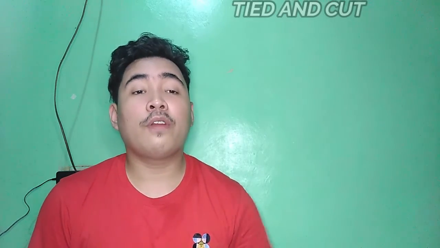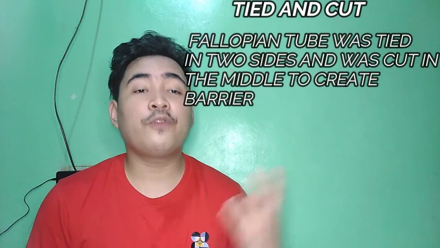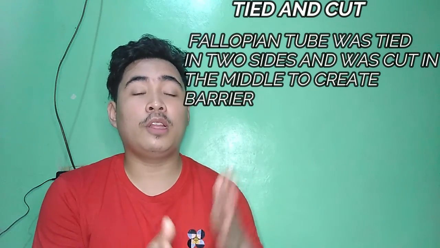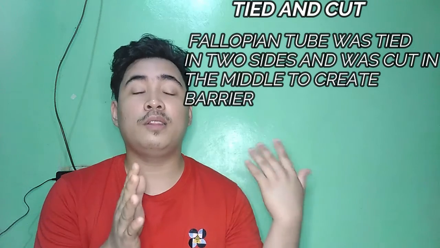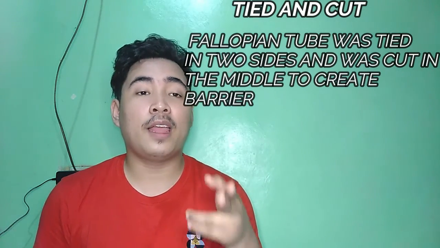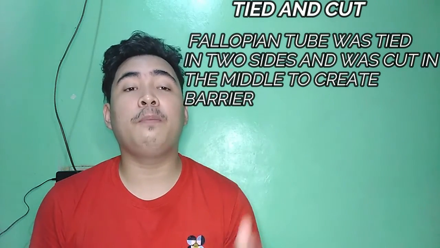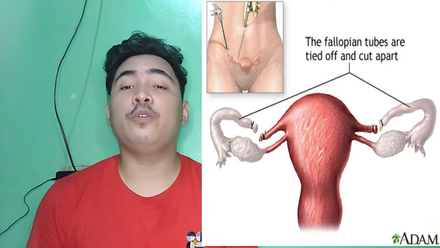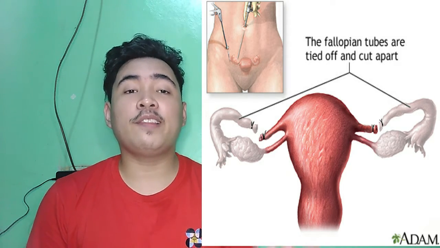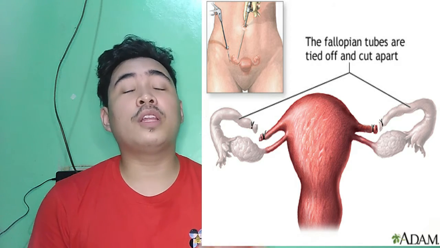The next one is the tied and cut. From the word itself, at first it was tied. There are two parts of the fallopian tube that were tied, and after that it was cut in the middle, to create a barrier so that the fertilized egg could not travel to the uterus.